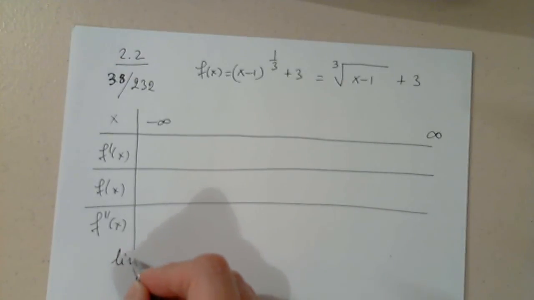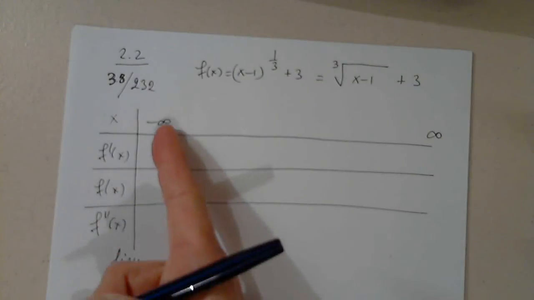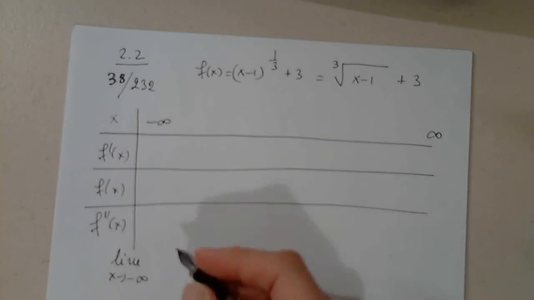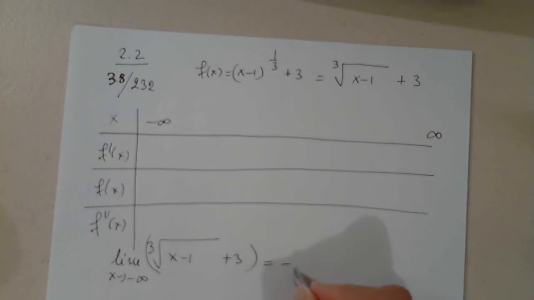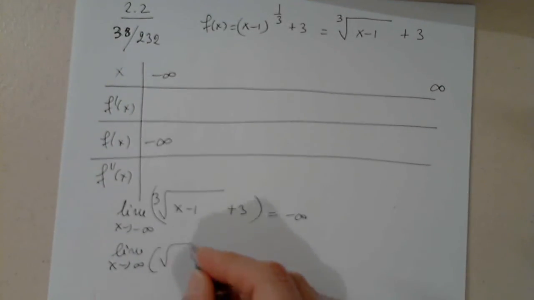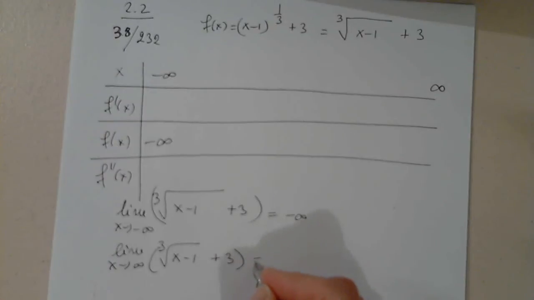I'm going to determine the limit as x approaches negative infinity of the cube root of x minus 1, plus 3, so I know what happens here. When I plug in negative infinity, the cube root of negative infinity is still negative infinity, and plus 3 is still negative infinity. The same thing with the limit as x approaches infinity of the cube root of x minus 1, plus 3. Infinity minus 1 is infinity, the cube root of infinity is infinity, infinity plus 3, infinity.